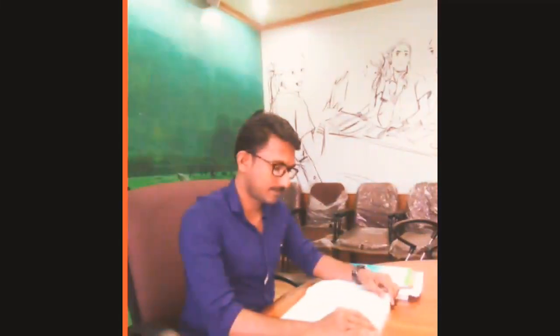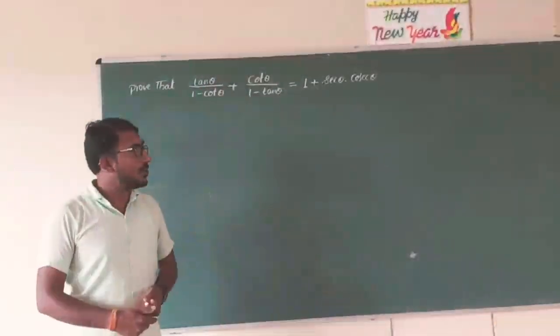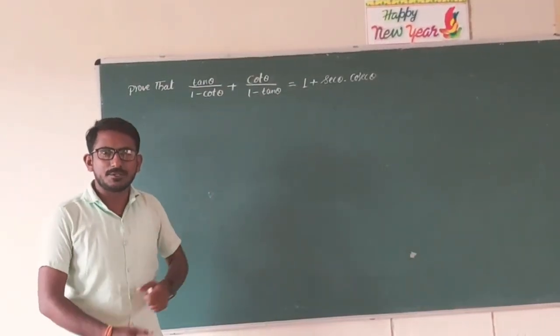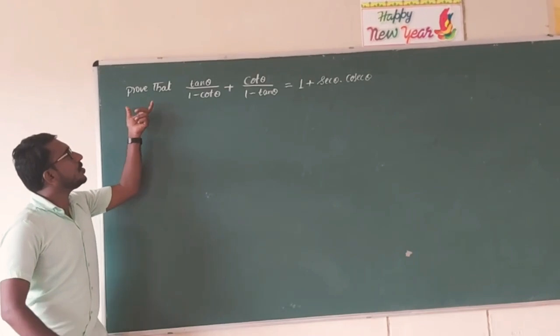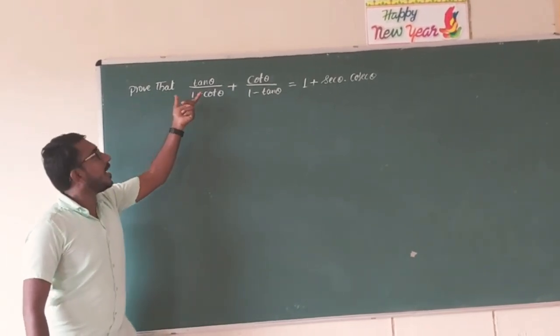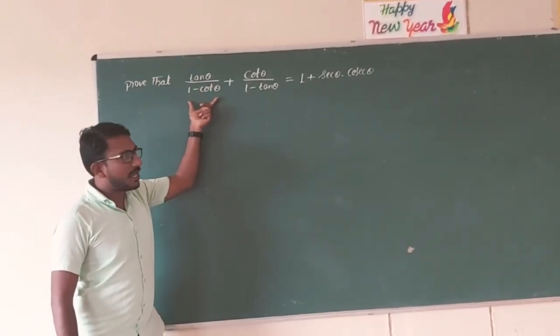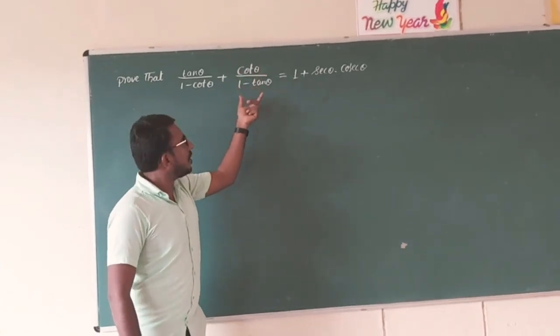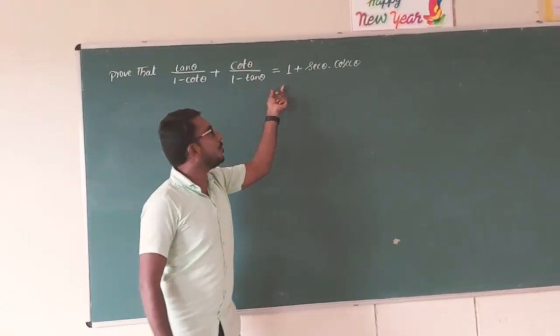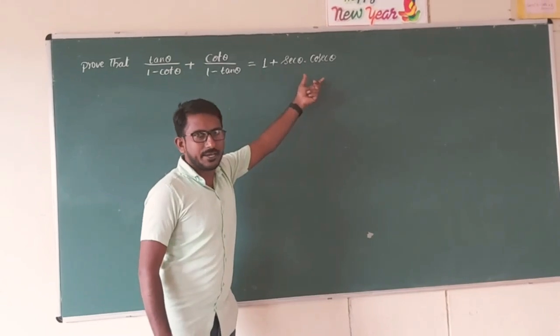But I know what it takes. I'm motivated. Today I will continue with the rest of the examples on trigonometry. Let us see a question. The question is: prove that tan theta divided by 1 minus cot theta plus cot theta divided by 1 minus tan theta is equal to 1 plus secant theta into cosecant theta.